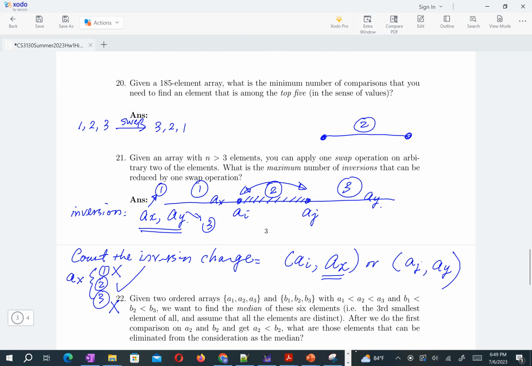Now you count the number of inversion changes. Before swap, how many inversions do you have? 0. No inversions. All pairs are in order. After swap, how many inversions? I think it's the global ones for each of them, right? So 3 is out of order with 1 and 2, because it's at the front and it's last. So it's 2 for each of them.